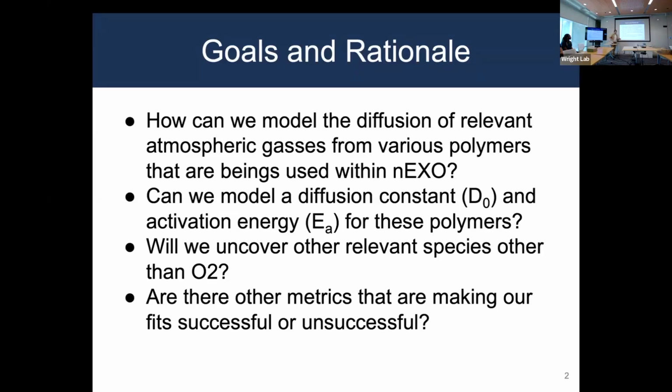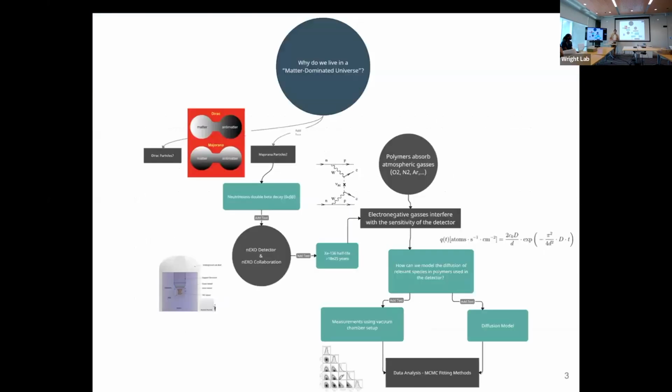And some other things that we're interested in is uncovering other relevant species. So right now we think O2 is the most electronegative gas in our samples, but that might not be the case. And are there any other confounding variables and metrics that are making our fits to our data successful or unsuccessful? So here's a general concept map that goes from the most general outline of what I'm doing to the specific things of what I'm doing.